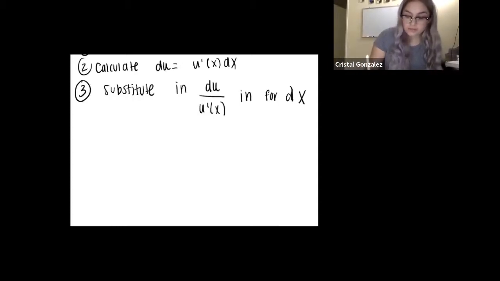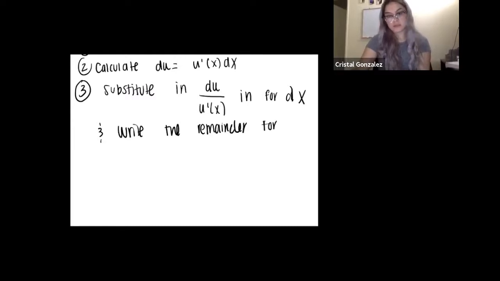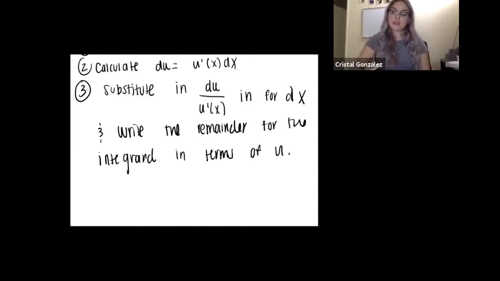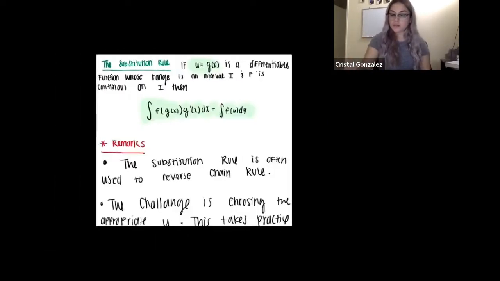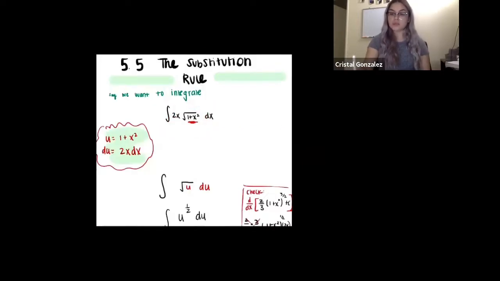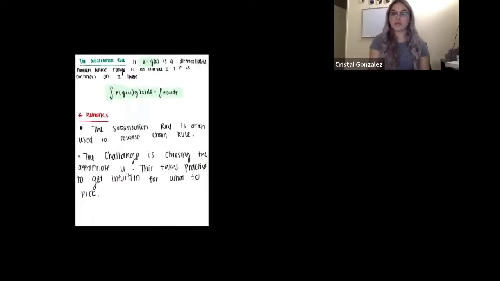And write the remainder of the integrand in terms of u. So what we mean by the integrand is just the thing that you're integrating. So for example, in this one, this was our integrand. Sometimes this thing lags. I'm so over this. Okay, so that's all it is.